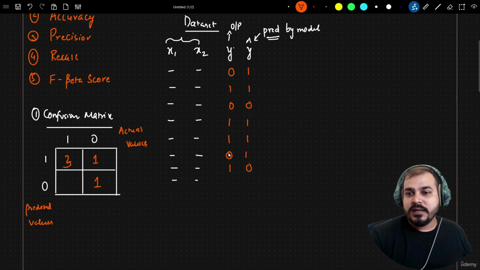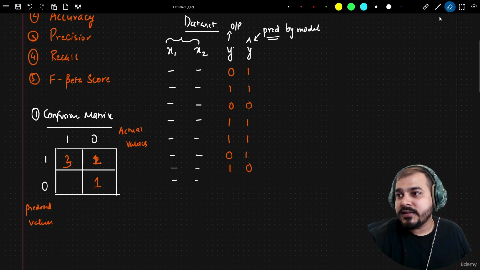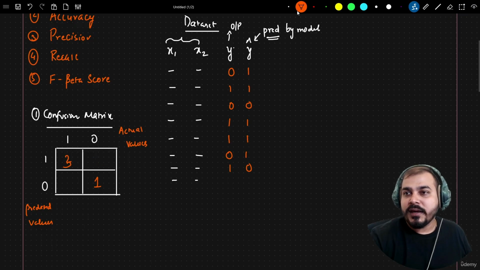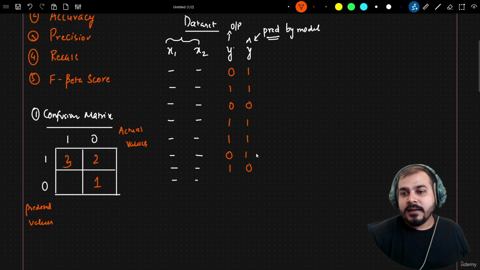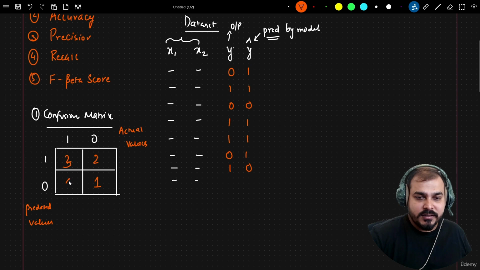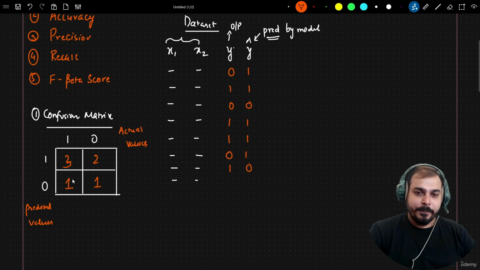Then 1 2 3, then again I have 0 1. 0 1 basically means this is 0 and this is 1. So I'm going to increase the count to 2. Okay, so let's say before it was 1, now I'm going to make it as 2. Perfect. And then I have 1 0. 1 0 is nothing but this specific field, so I'm going to write over here.